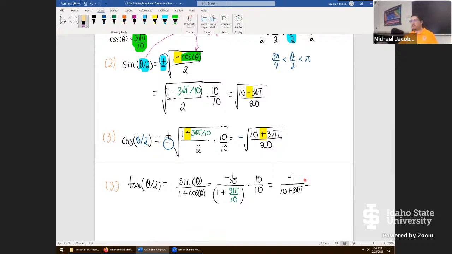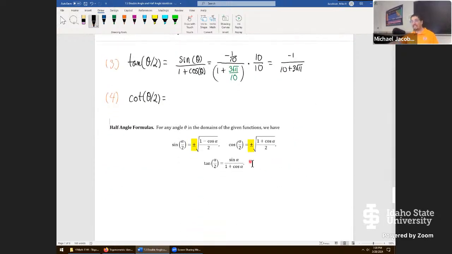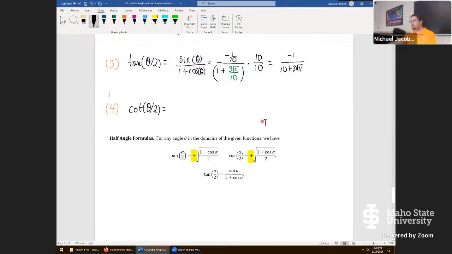Okay, well, last one. Part 4 asks for cotangent of theta over 2. And that seems a little bit nasty in a way because I never defined an identity for it. But it's actually not as bad as it seems. Any volunteers for what we should do to get cotangent? Exactly. We just take that last answer, good call, and flip it.